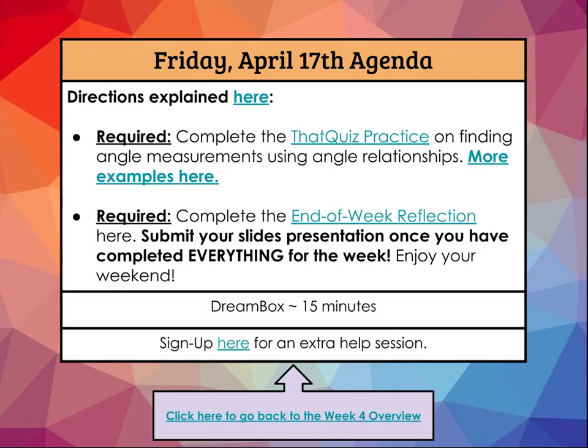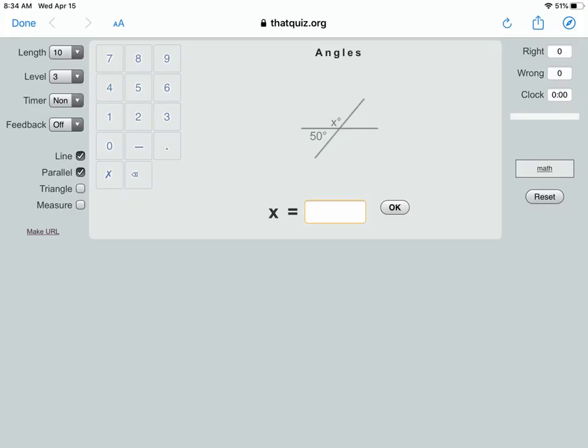Okay, so here's the specific page for Friday. There's a little video from Miss Hartman right here if you want to watch, and she did some practice examples here. We're going to launch this link for thatquiz.org. When you launch that link, you're going to get a page like this. First and foremost, turn your feedback on so that you know if you're getting them right or wrong as you go. Okay, so after your feedback is on, go ahead and look at your practice examples.